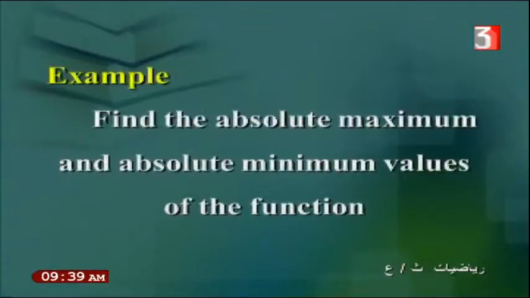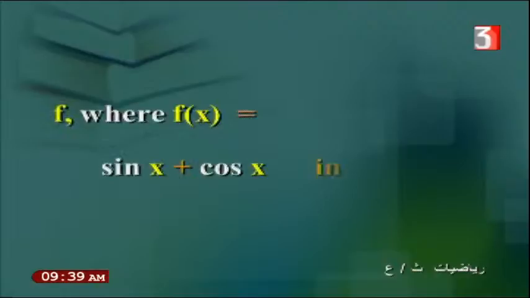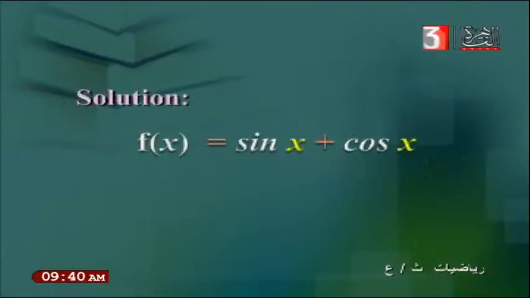Now we move to the next example. Find the absolute maximum and the absolute minimum values of the function f, where f of x equals sine x plus cosine x in the closed interval 0 to 2 pi. Now we have the trigonometric function f of x equals sine x plus cosine x.